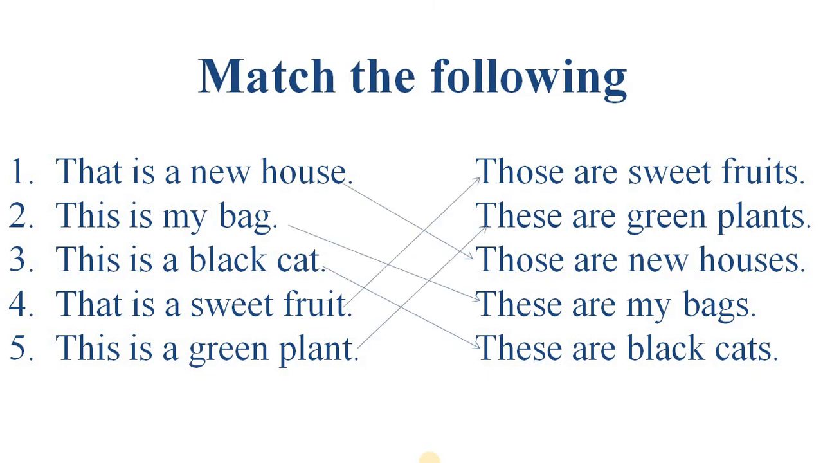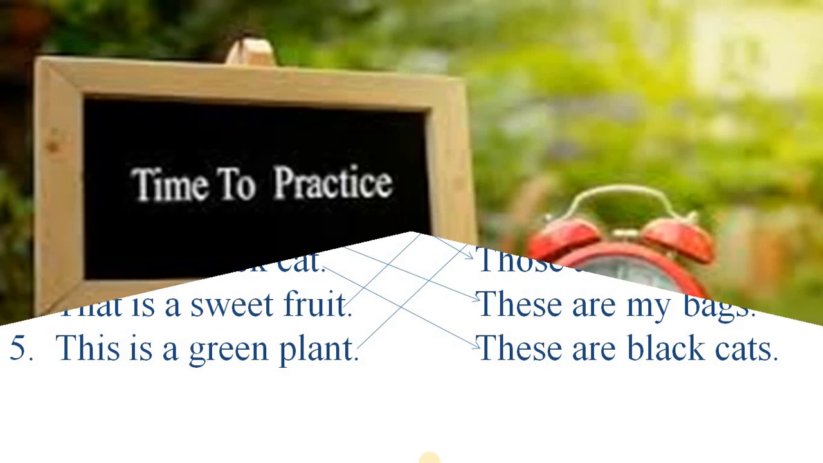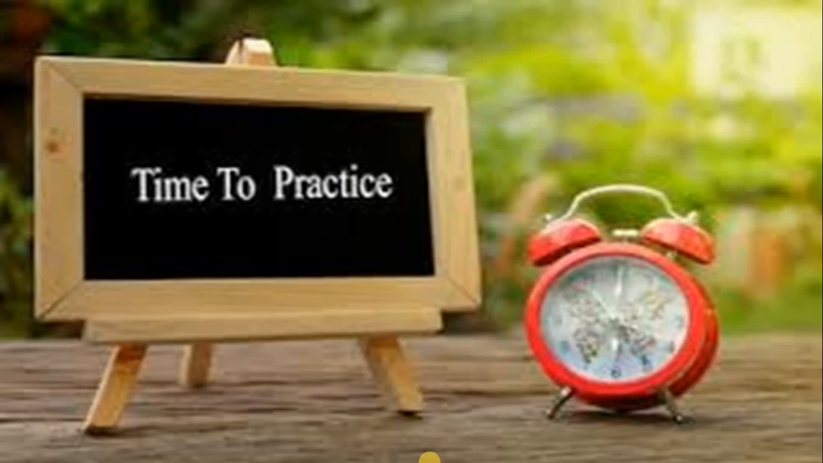Now, here are the answers. That is a new house. Those are new houses. This is my bag. These are my bags. This is a black cat. These are black cats. That is a sweet fruit. Those are sweet fruits. This is a green plant. These are green plants. Now it's practice time.